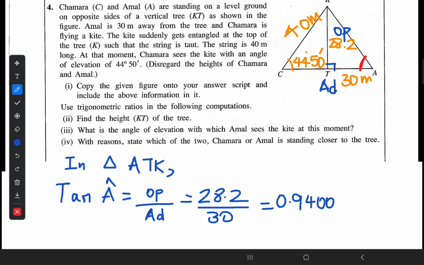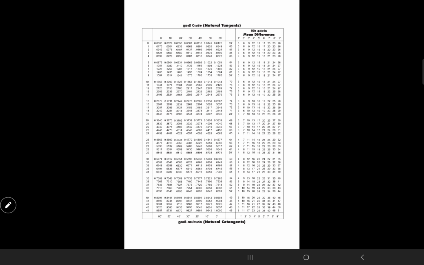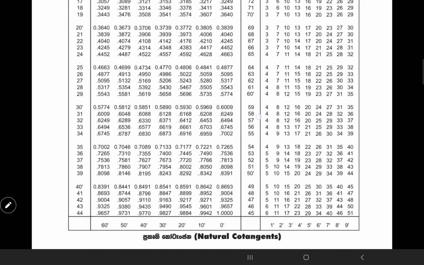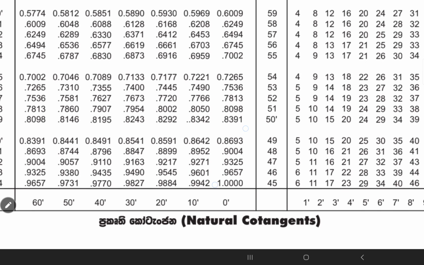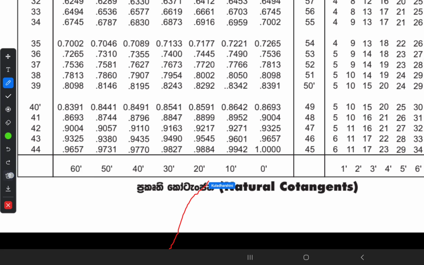0.9400. We know that a particular angle's tan value is 0.9400, but we actually don't want the tan value, we need that angle. So you should find this angle A by using tan inverse 0.9400. By using this, we can use the tan table to find this particular angle. Let's use 0.9400. That's the thing we need to find. Inside the table, you should check.